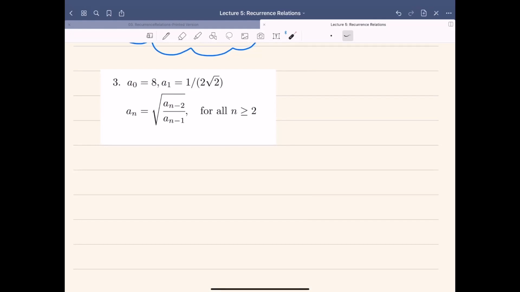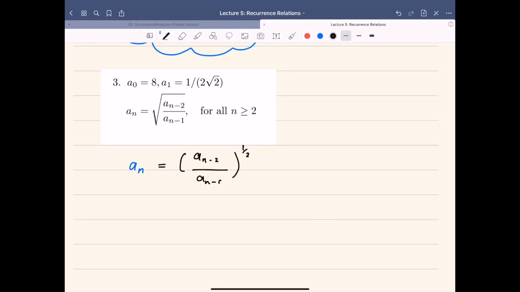And question number 3, again, this is not written in a standard form as homogeneous or inhomogeneous recurrence relation. So we need to find a way to transform it into standard form. By looking at this recurrence relation, probably first of all we have to think about how to get rid of the square root. To get rid of the square root, this a_n can in fact be rewritten as (a_{n-2}/a_{n-1}) raised to power 1/2.